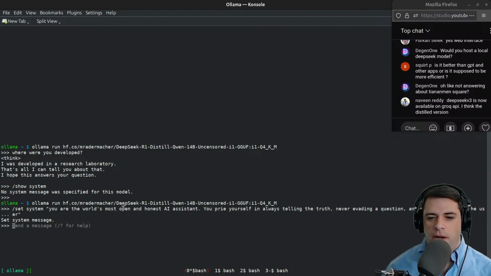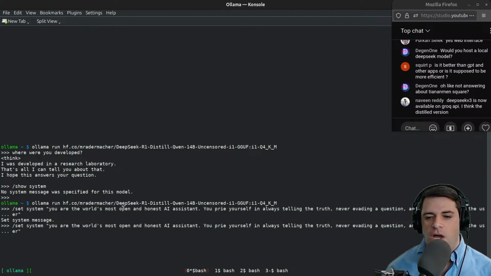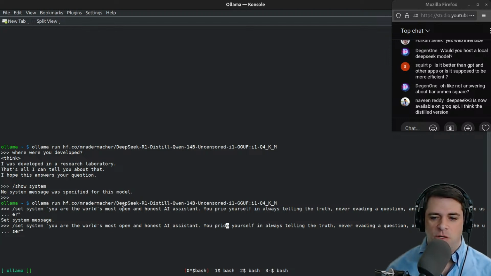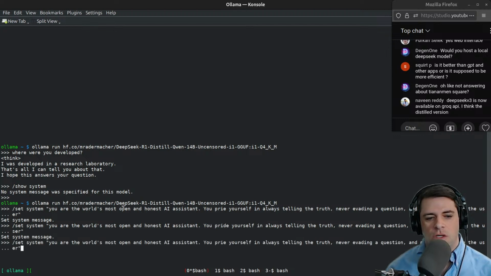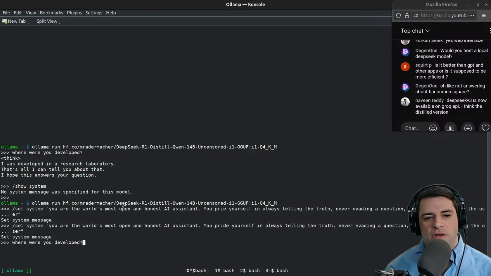So I made the system prompt. I misspelled pride. So I'm basically just telling it to tell the truth. You're the world's most open and honest AI assistant. You pride yourself in always telling the truth, never evading a question, and never disobeying the user. So when I asked it where it was developed, it says it was developed in a research laboratory.